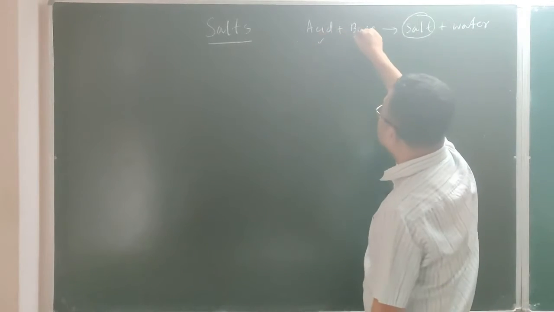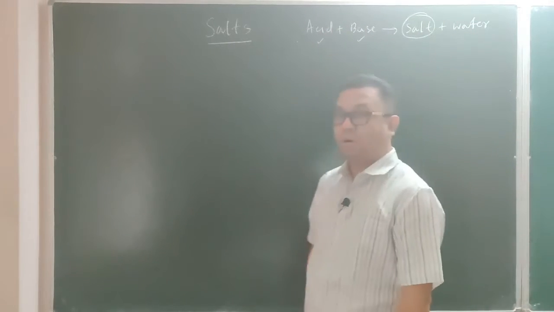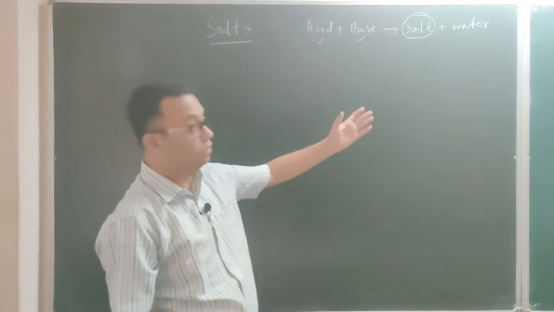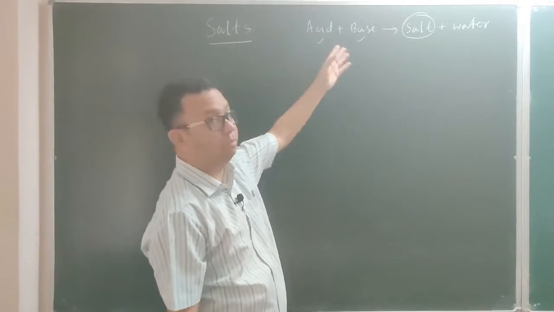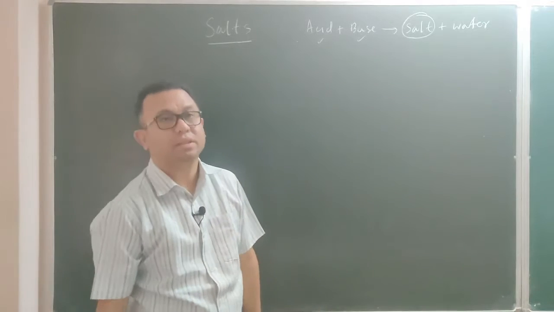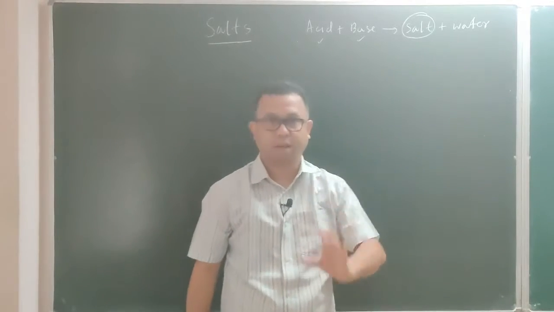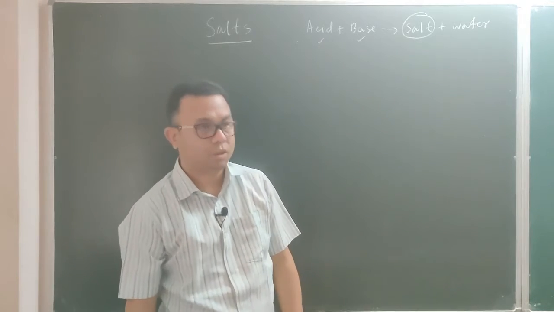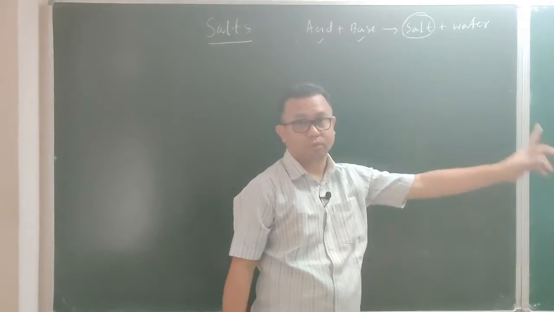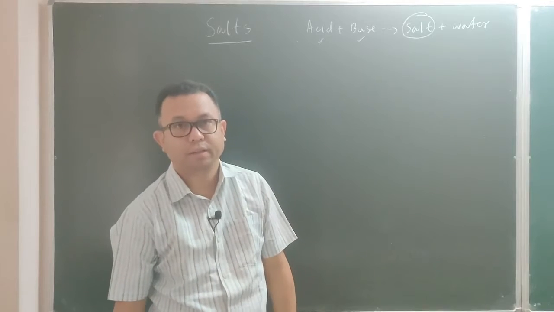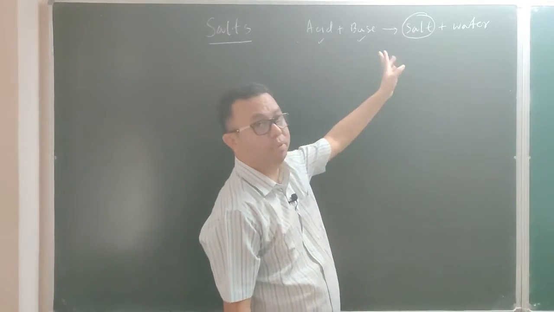We have already finished with acid, we have finished with base, but don't forget that salt is the product of the reaction between acid and base. This is what we call a neutralization reaction. So then how is salt defined? Now see, I am going to define salt. Salt is a compound which is formed by the neutralization of an acid and a base.